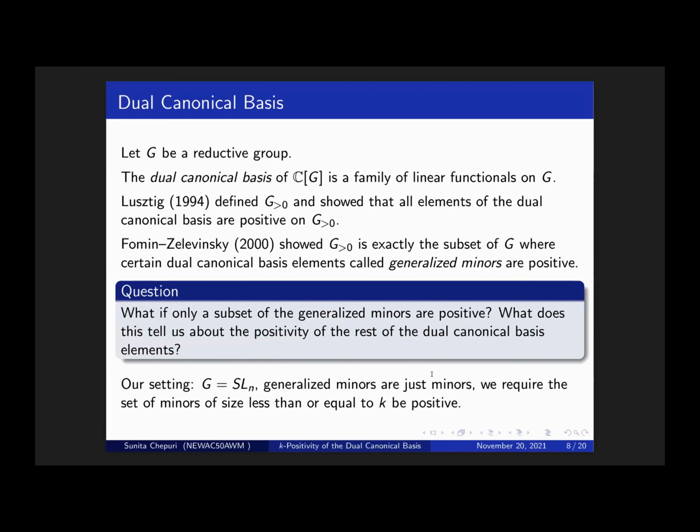Our generalized minors are just minors, which I didn't introduce this terminology, but these are the determinants of the submatrices. And then we're going to require that the minors of size less than or equal to K be positive. So our setting is we're looking at the K positive part of SLN.